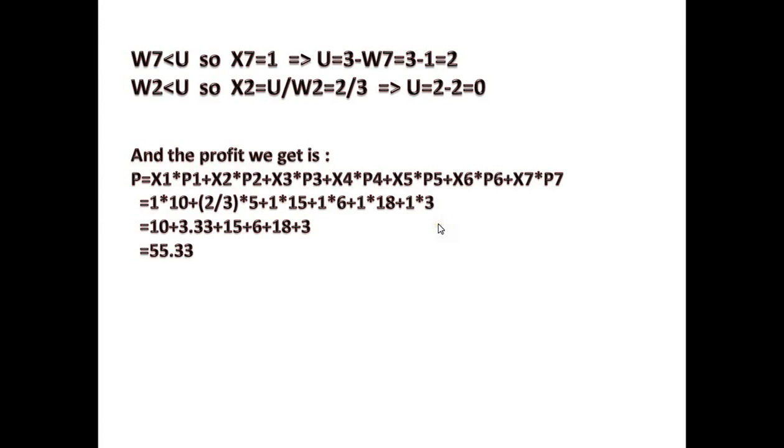The next object to be considered is object 2. Since the weight of object 2 is not less than the capacity of the knapsack, we add a fraction of the second object, so that the knapsack is full. Now for getting the profit, we add xi into pi, and finally the profit obtained is 55.33.